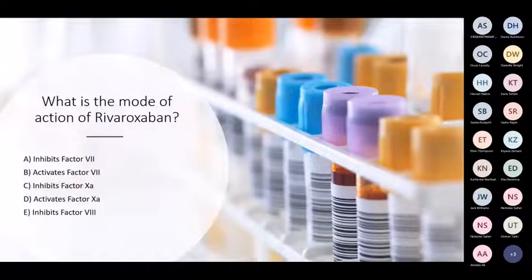Okay, first question, what is the mode of action of rivaroxaban? So we're getting a lot of C's coming through. Ah, perfect. Yeah, so C is the answer.